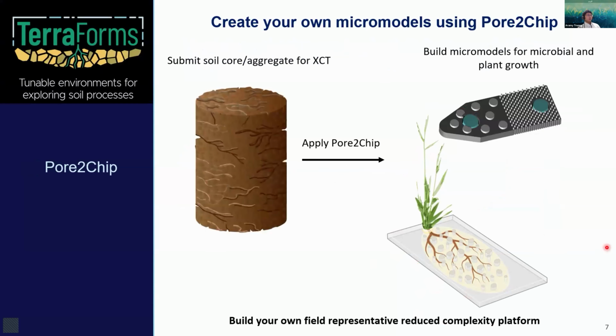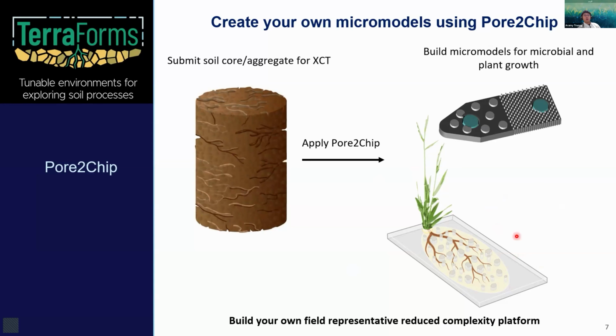And so from that idea came PortaChip, which is a way to apply a lot of computational and data analysis tools to XCT scans of soil cores and then build a micro model with the pore structure in mind when creating the platform. It'll look something like the bottom right image where you could grow plants or soils in it.